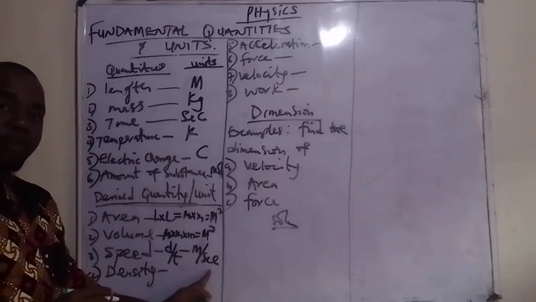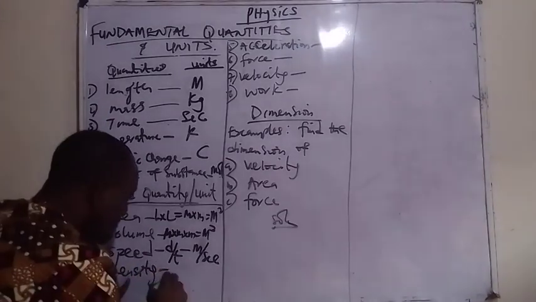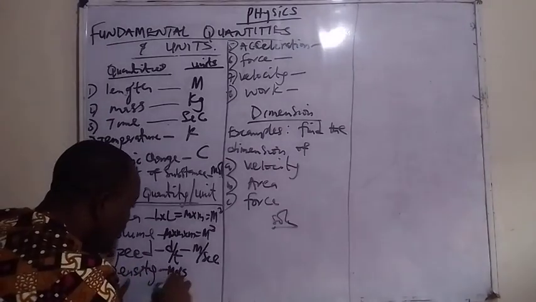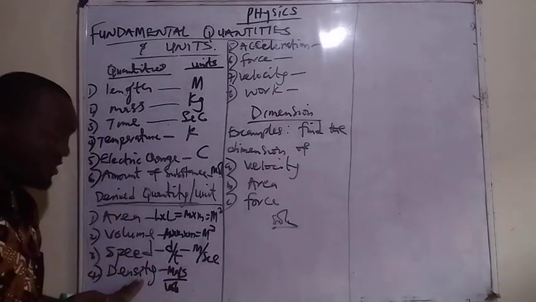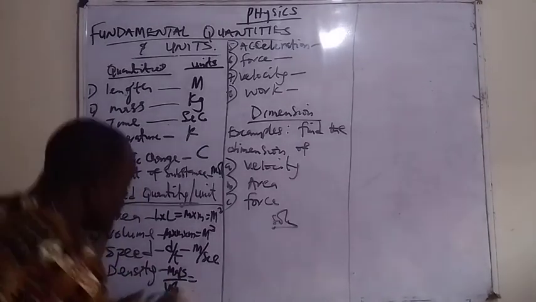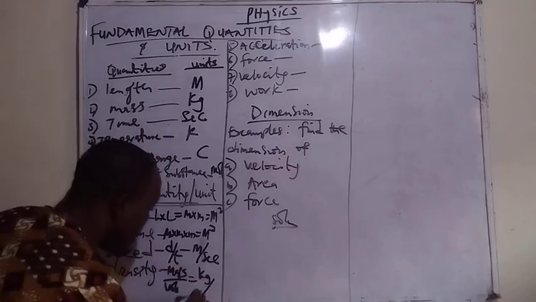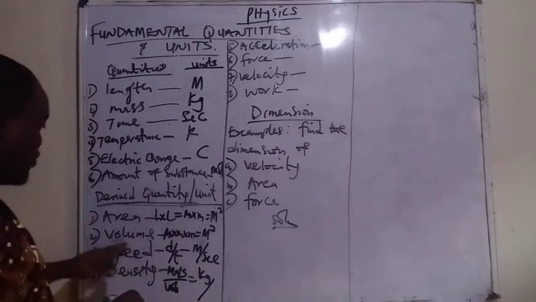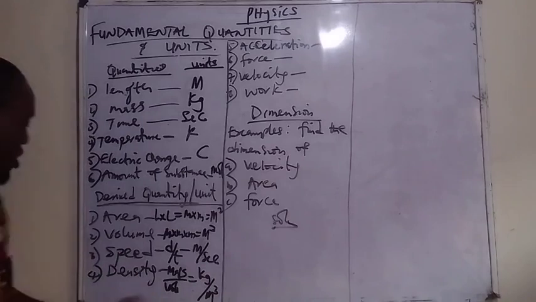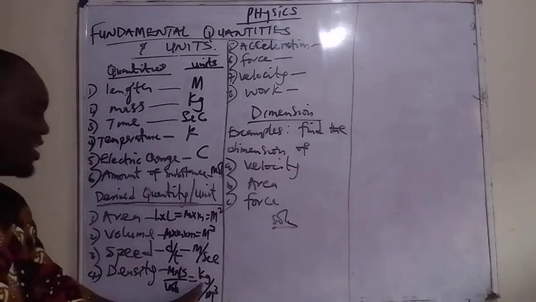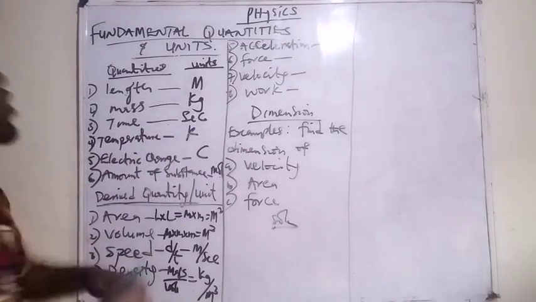Are you there? Good. Now, what is the formula for density? The formula for density is mass over what? Volume. The formula for density is mass over volume. What's the unit for mass here? Mass is kg. Kg per volume. What's the unit for volume here? M cube. So, the unit for density is kg per meter cube. Are you there?